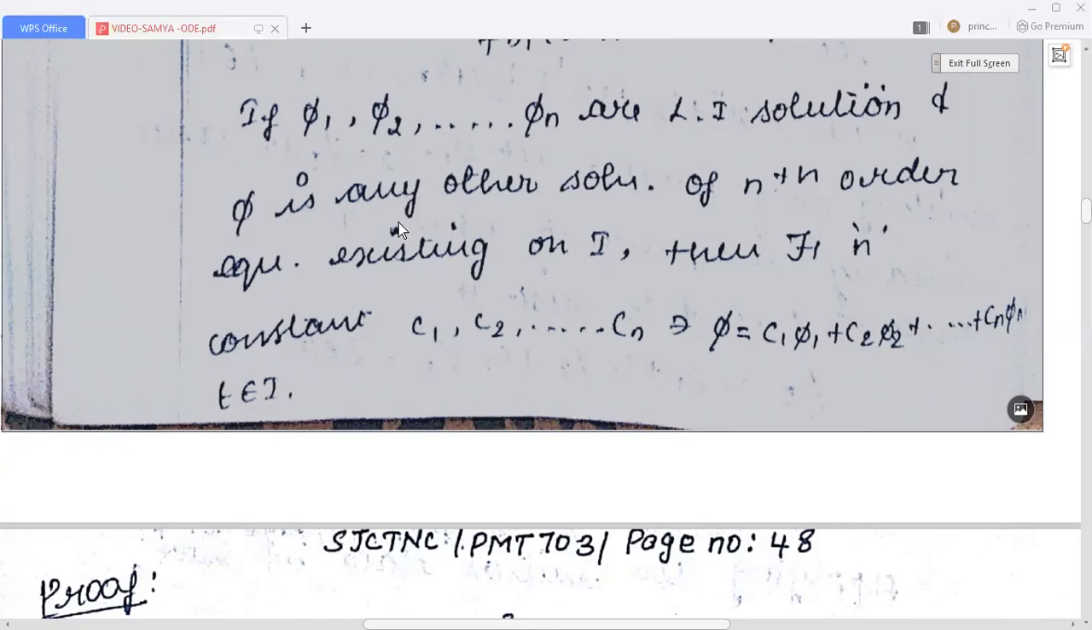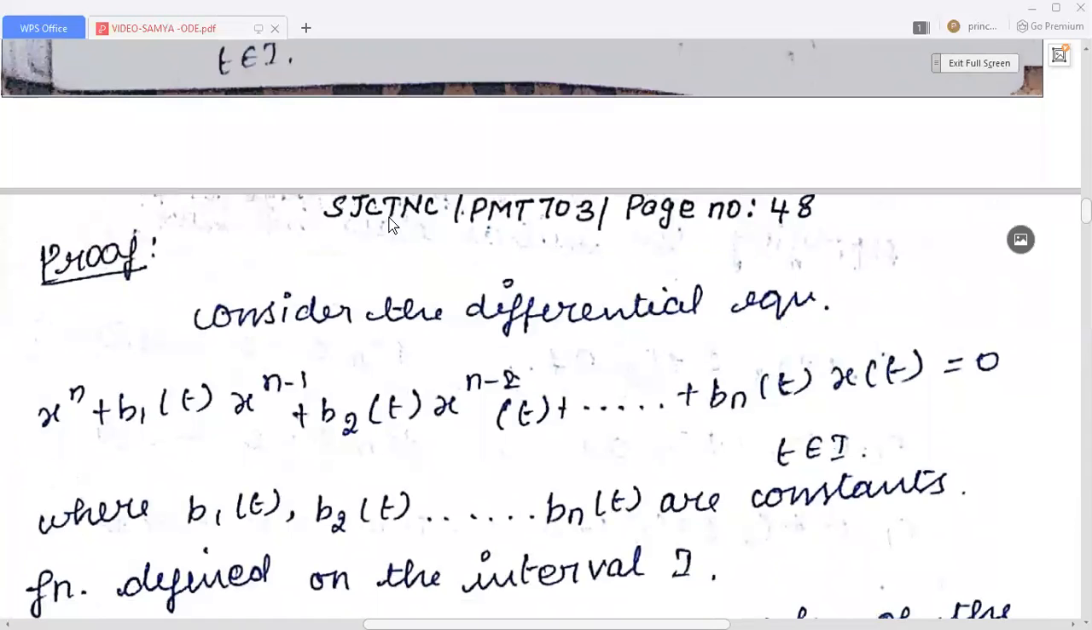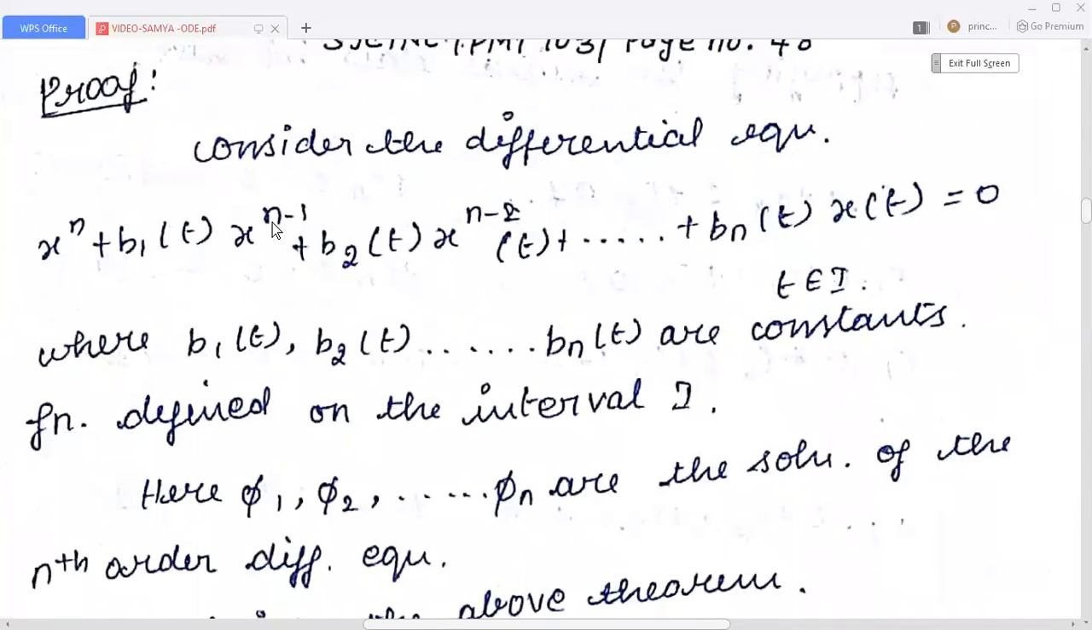then there exist n constants C1, C2, etc., Cn such that phi equals C1 into pi 1 plus C2 into pi 2, etc., plus Cn into pi n, where t is a point in the interval I. Now we write the proof.